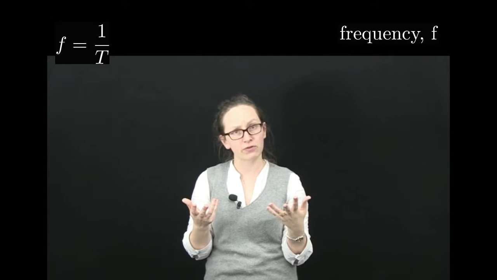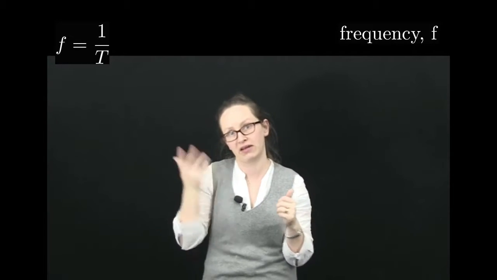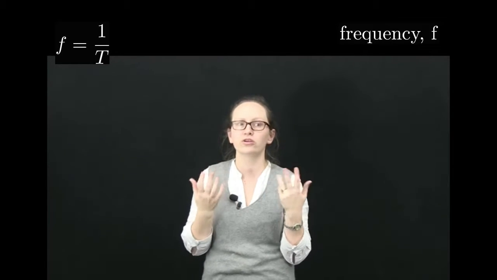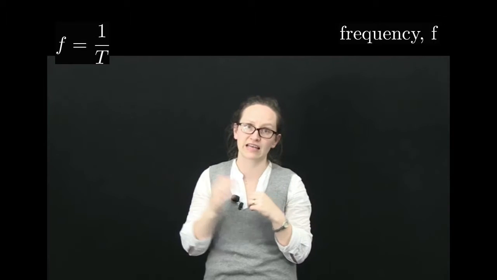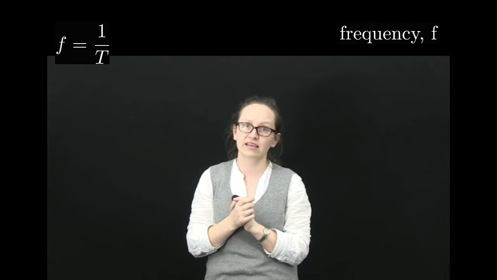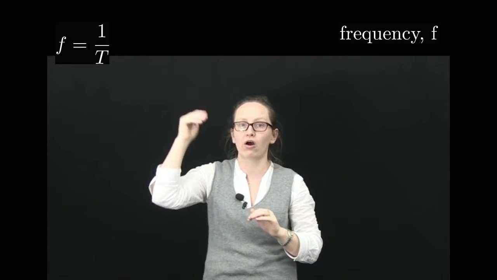The frequency of the wave is the inverse of the period, so it's how often these crests pass you. The units for the frequency are hertz or inverse second. So frequency is given the symbol f, and the frequency is equal to 1 over T.